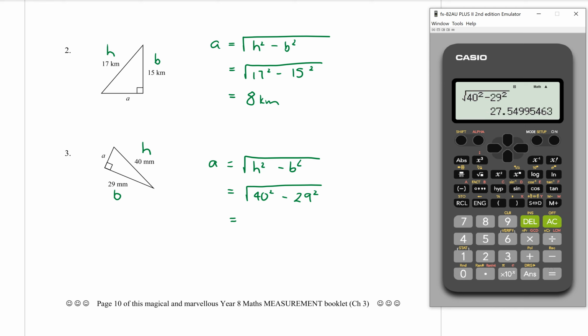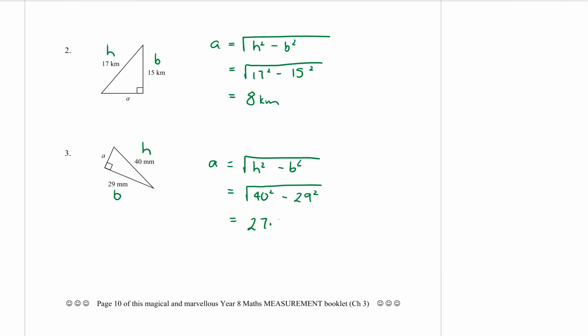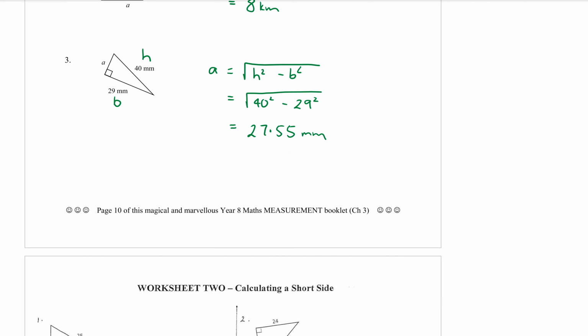And we're going to have to round this to 2 decimal places. So that means I want the 5 and the 4. Because there is a 9 in the next place, I'll need to round up. So it'll be 27.55. And my units are millimetres. Okay? So, very similar, but you just need to make sure that you're getting the H and the B correct.